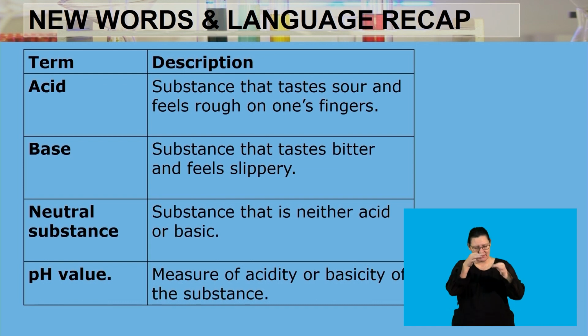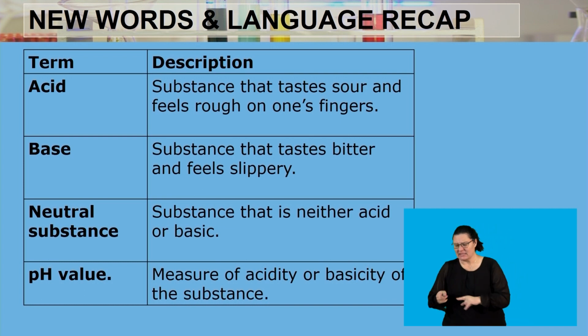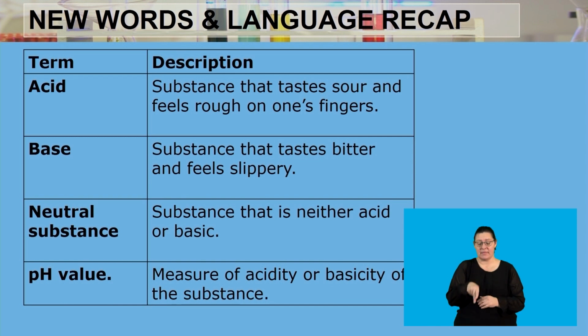So the descriptions of each of these terms are given here. An acid is a substance that tastes sour and feels rough on one's finger, whereas a base is a substance that tastes bitter and feels slippery on one's finger as well. A neutral substance is a substance that is neither acidic nor basic. It's somewhere in the middle with a pH of 7. And then lastly, the pH value is a measure of the acidity or basicity of a substance. So we're using the pH value to measure the acidity or the basicity of a substance with the help of a pH scale.